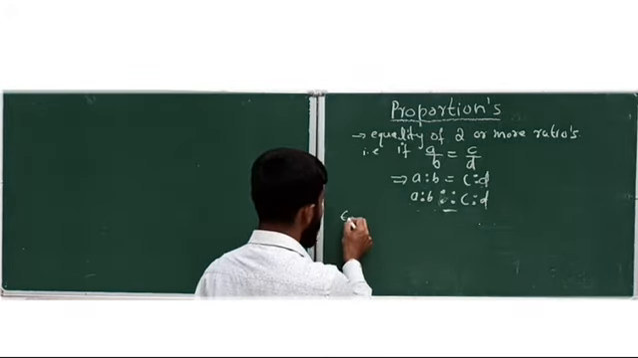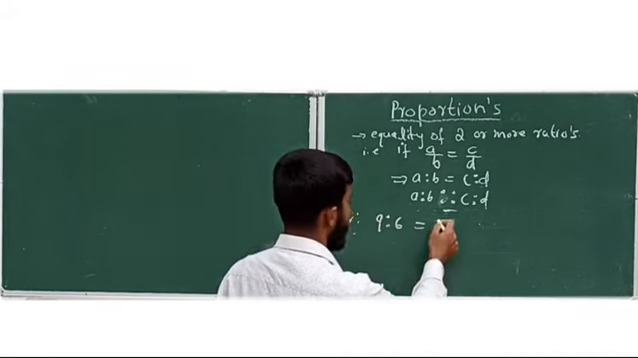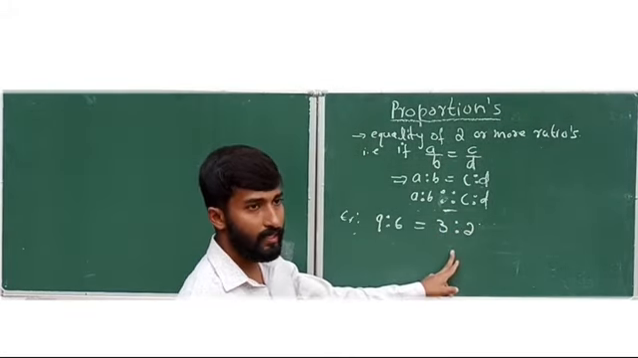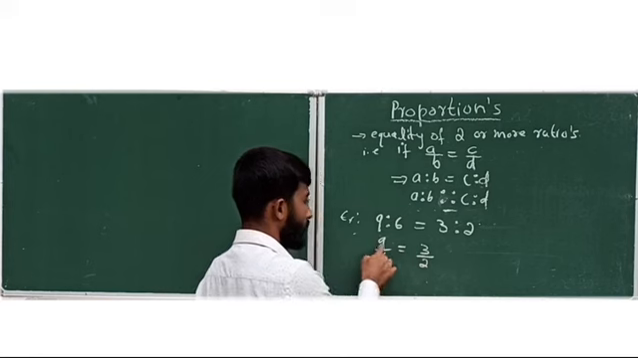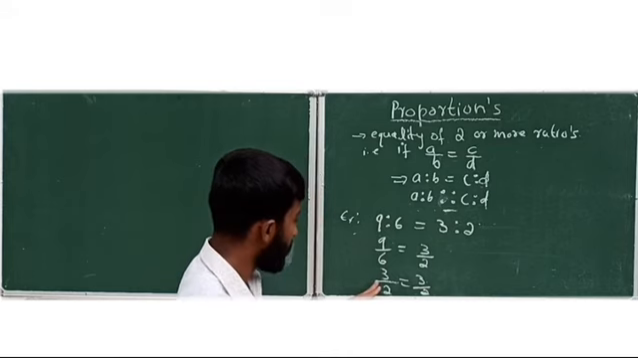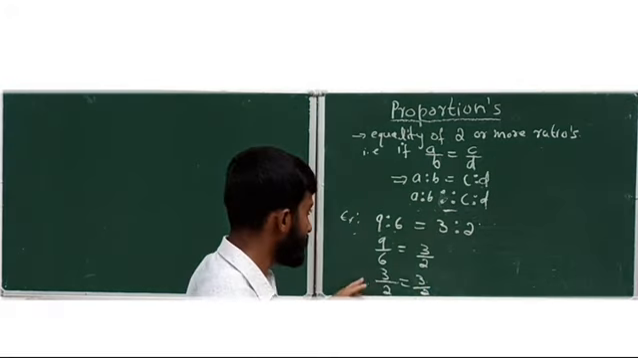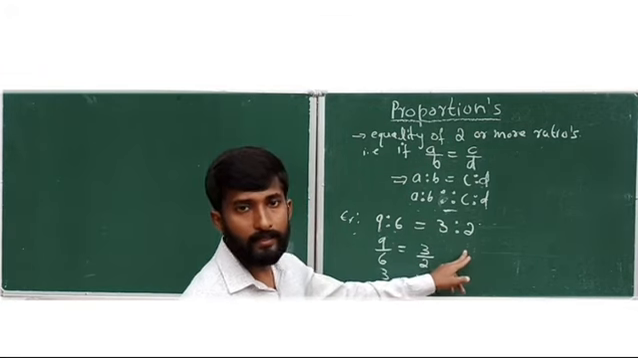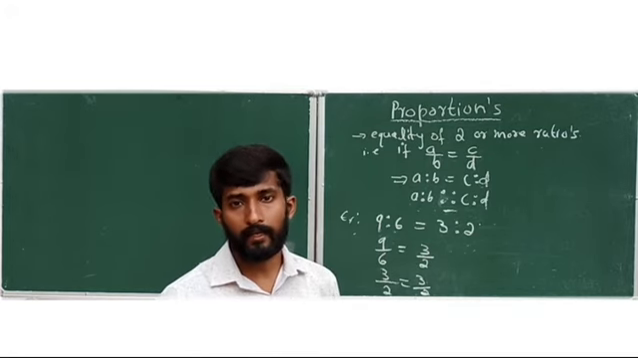For example, I am taking 9 ratio 6, which is equal to 3 ratio 2. Yes or no? 9 ratio 6 is clearly equal to 3 ratio 2. Why? 9 by 6 is equal to 3 by 2. 3 3s are 9, 3 2s are 6, so 3 by 2 is equal to 3 by 2. Now you can observe here A ratio B is equal to C ratio D. In this case we can say that 9:6 is proportional to 3 ratio 2. That's the meaning of proportion. Whenever two ratios are equal, we can say that the two ratios are in proportion.